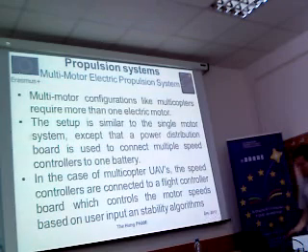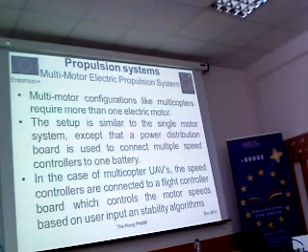The multi-rotor configurations like multicopters require more than one electric motor. The setup is similar to the single motor system, except that a power distribution board is used to connect multiple speed controllers to one battery. So in our case here, we don't have the distribution board, so we need to manually connect them together and connect them to the ESC. It's not really good, but we can do that.